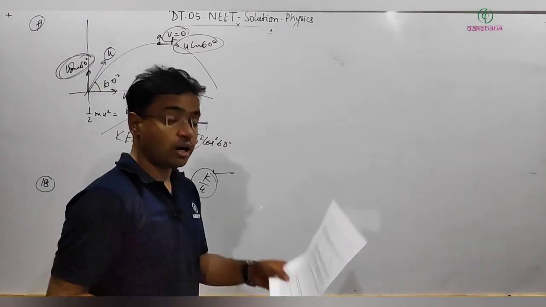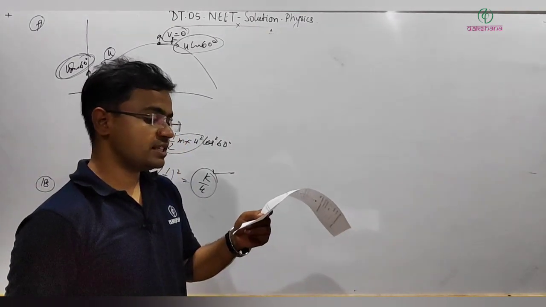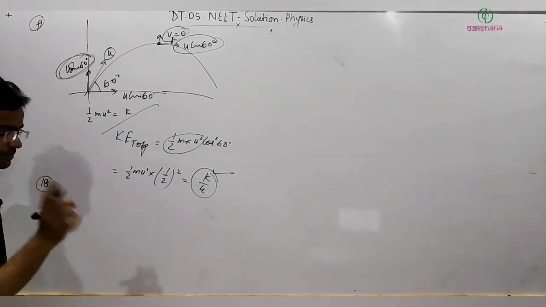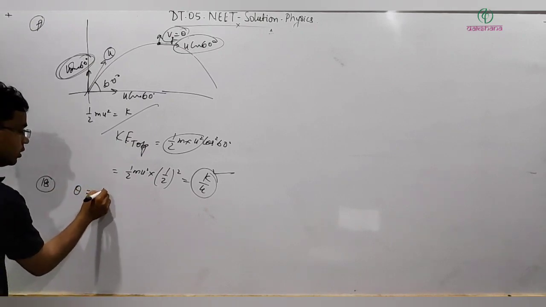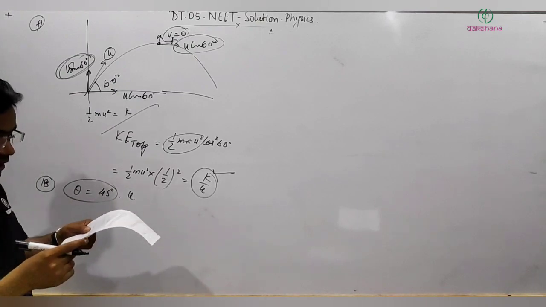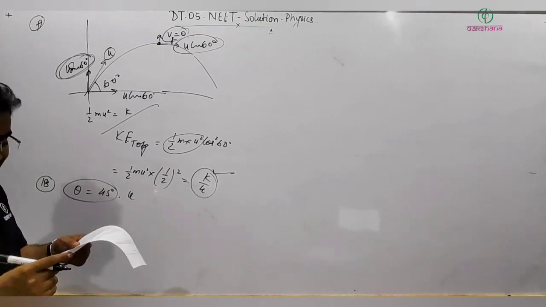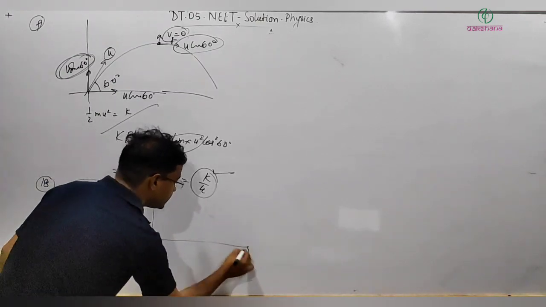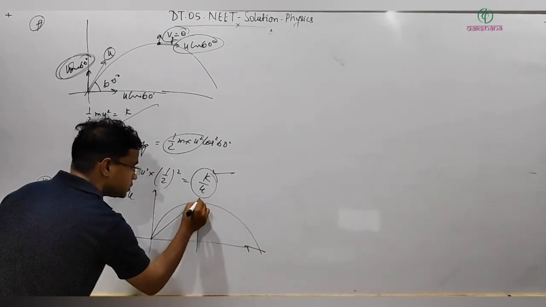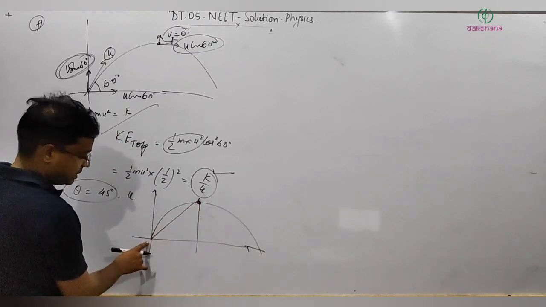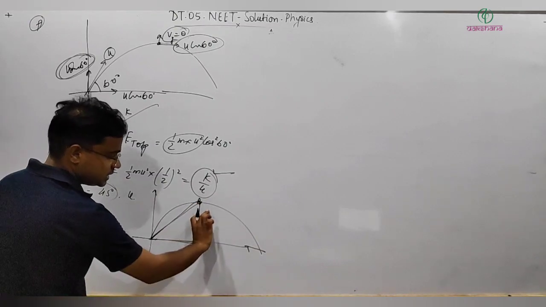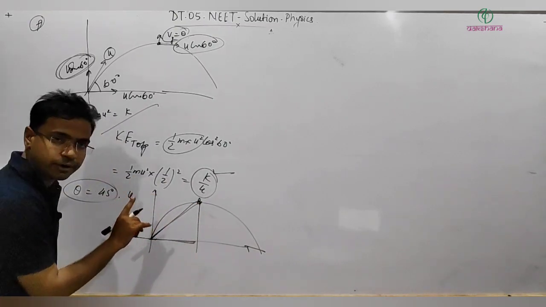Next, question number 18. From a point on the ground, a particle is projected with initial speed u such that its horizontal range is maximum. Horizontal range is maximum means the angle of projection should be 45 degree. We need the magnitude of average velocity during its ascent, from the start up to the highest point. For that we need the total displacement and the time taken, which is half of the time of flight.